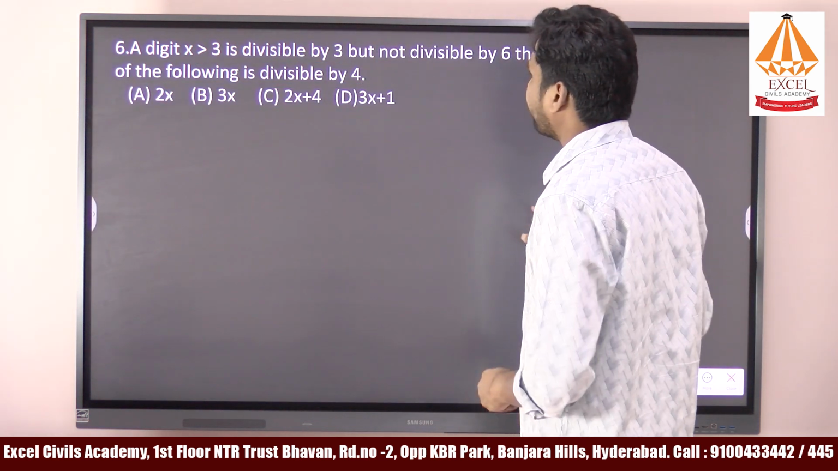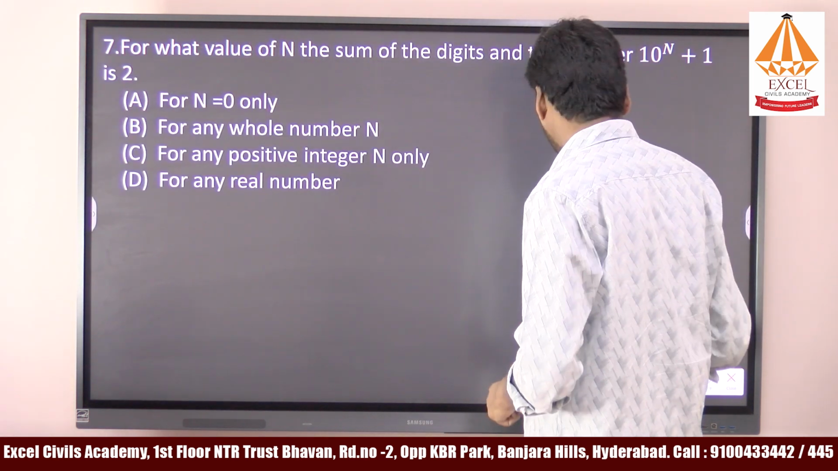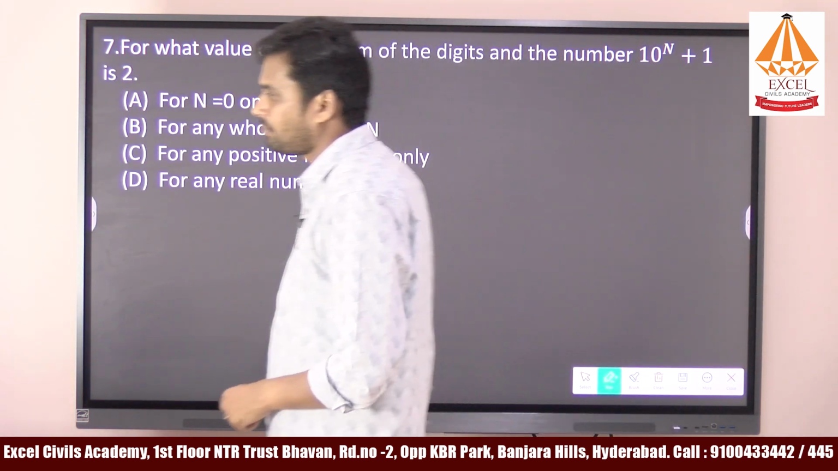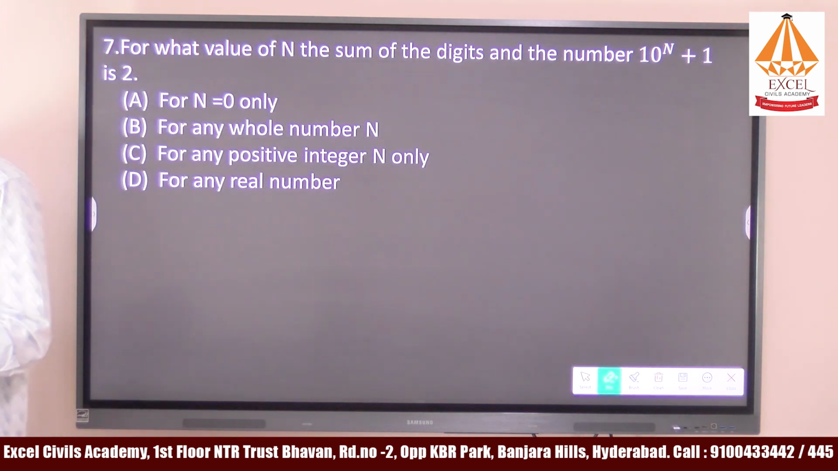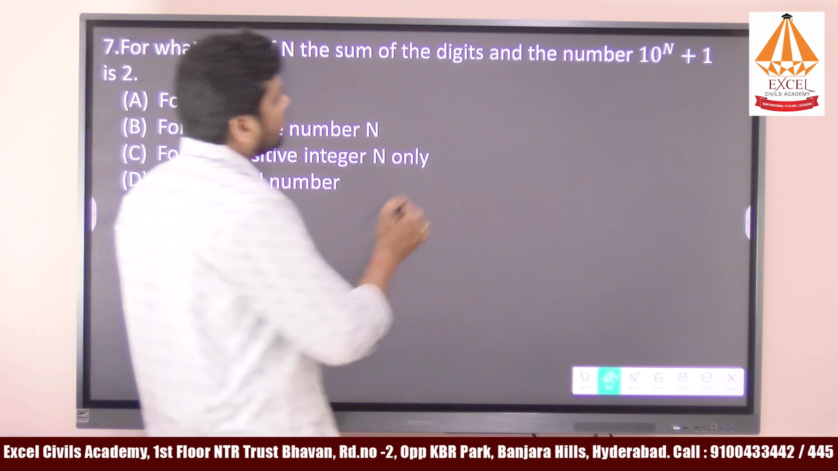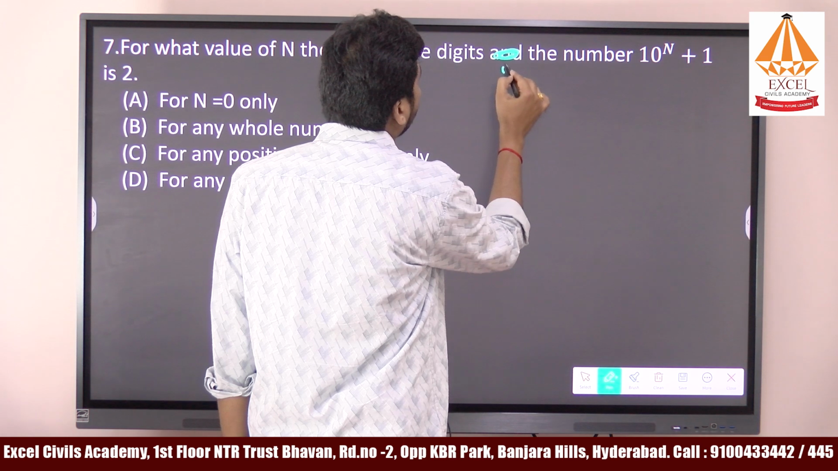This is a 2023 question only. And there is one more question. See, we have one more question based on that. Please read the question. For what value of n, the sum of the digits in the number 10 power n plus 1 is 2? You write it as in the number.